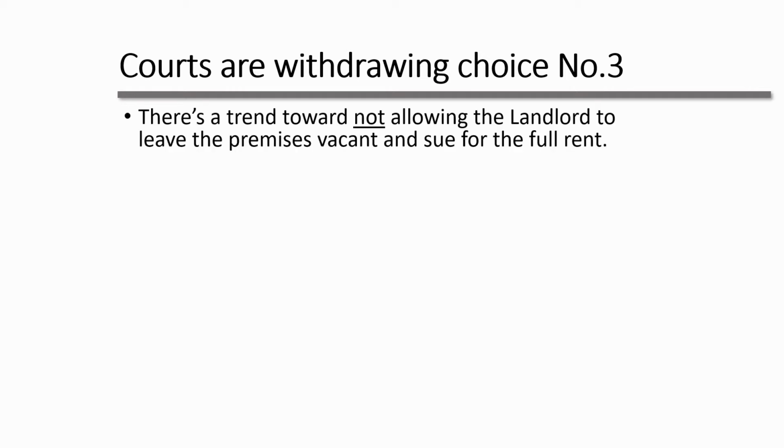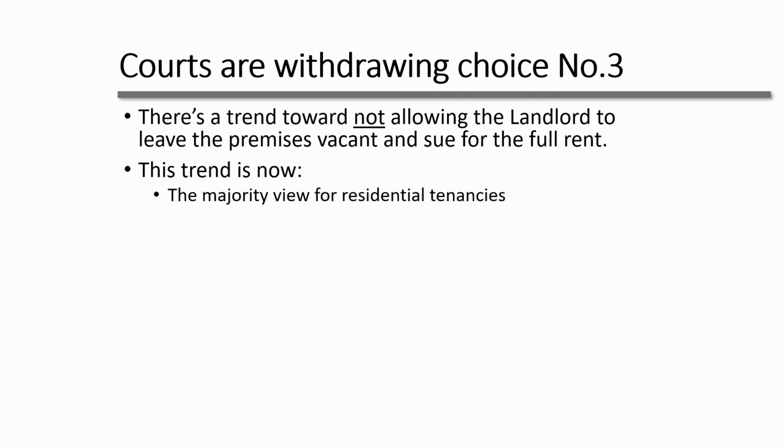Now, as I mentioned a few minutes ago, choice number 3 in our little list of 3 choices for the landlord is being withdrawn by the courts. Increasingly, they are holding the landlord cannot simply leave the property vacant and sue the old tenant for the full rent. There's certainly a trend toward not allowing the landlord to do that. This trend is now the majority view for residential tenancies in the United States and a substantial minority view for commercial tenancies. The courts have been a little more reluctant to adopt this new view for commercial tenancies, feeling that commercial tenants can look out better for themselves.